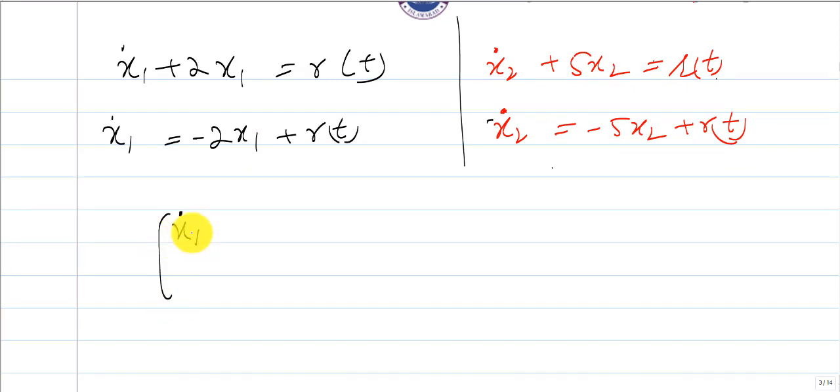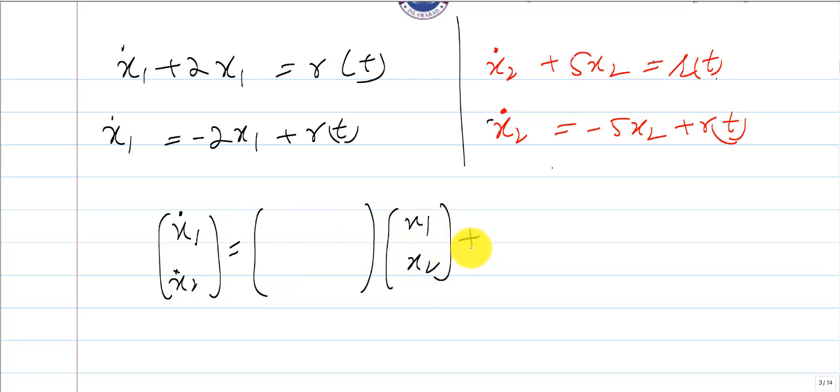So it will be x1 dot, x2 dot, which will be equal to the system matrix times x1, x2, plus the input vector times R of t. So x1 dot is equal to minus 2 x1 and 0 x2 and 1 times R of t, and x2 dot is 0 times x1 minus 5 times x2 and 1 times R of t. Okay, now similarly this is our state equation.